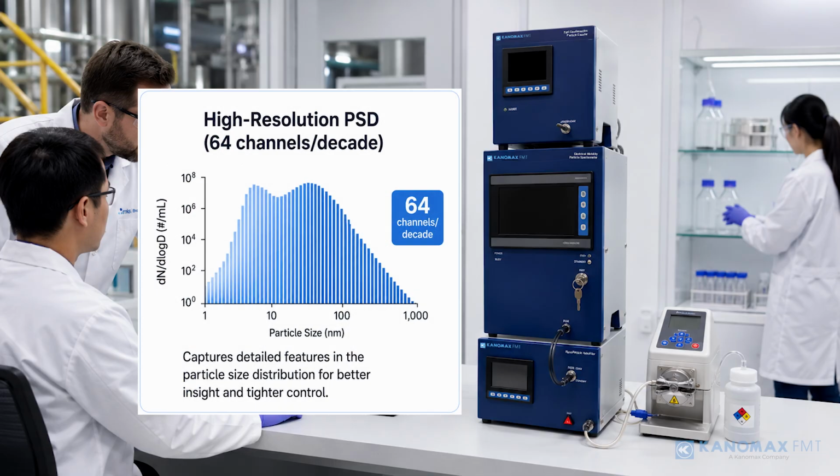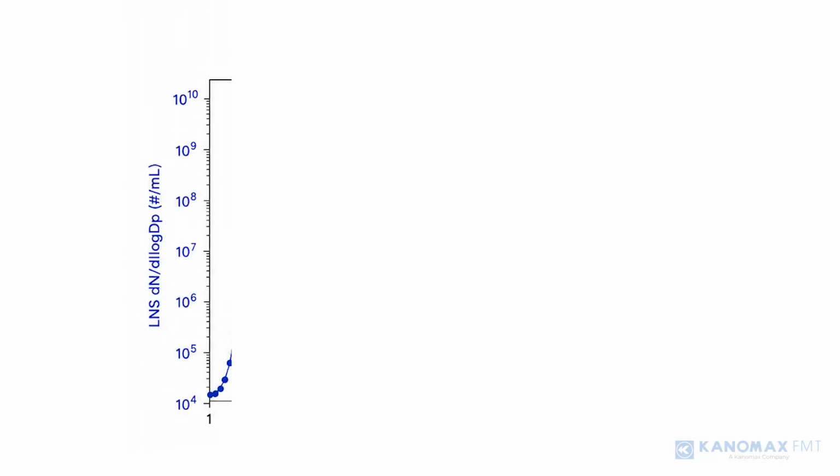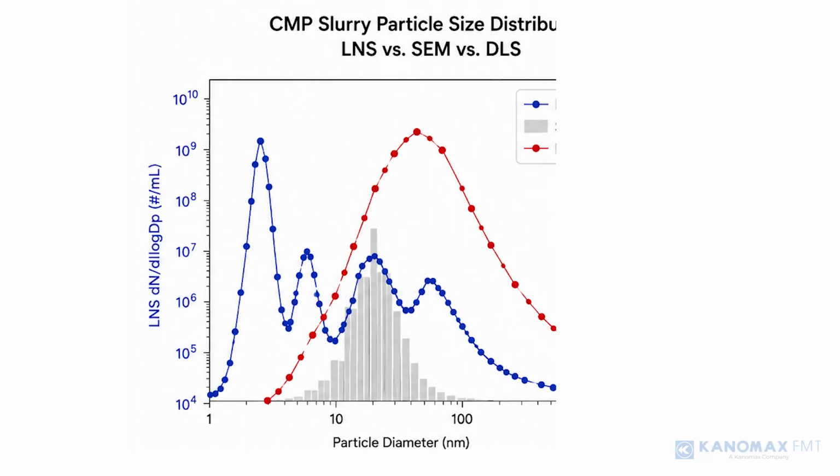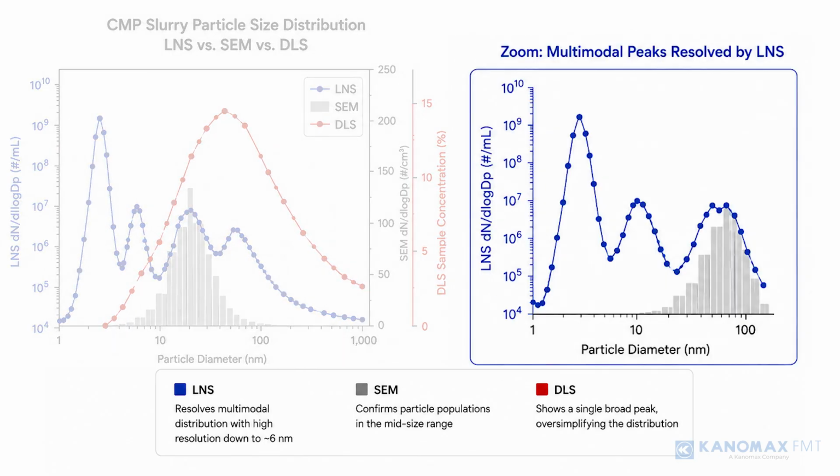And because the system reports absolute concentration, not normalized percentile data, the results become directly actionable. In comparative studies involving SEM, DLS, and LNS, the difference becomes difficult to ignore. The same silica slurry, different story. While DLS interpreted the slurry as largely unimodal, the LNS clearly resolved the multimodal distribution. When comparing batches, LNS revealed similarities and differences that traditional methods struggled to capture accurately.